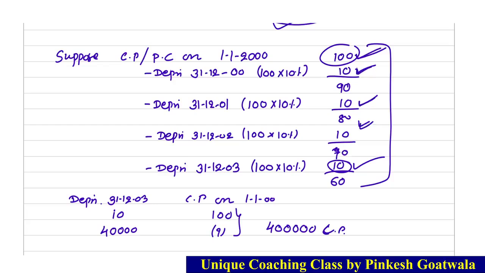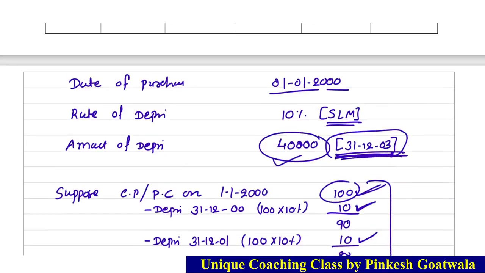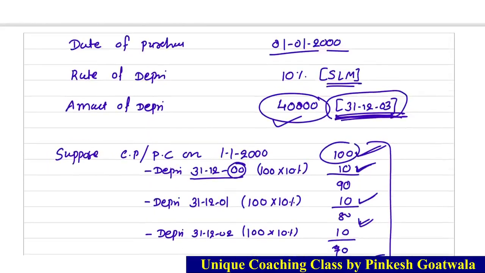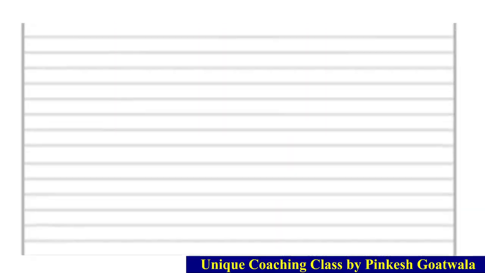And which amount do we need here? The depreciation. The depreciation for 31st December 2003 is given. So if the depreciation on 31st December 2000 is 10, then in 2003 also it will be 10. Every year the depreciation amount is the same. So 10 gives 100, so 40 gives how much? In case of straight line, if you use some common sense, you can directly get the amount without doing this calculation.